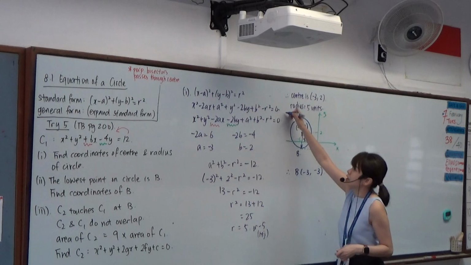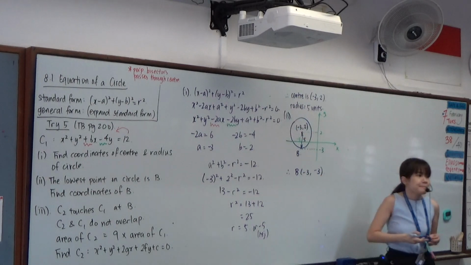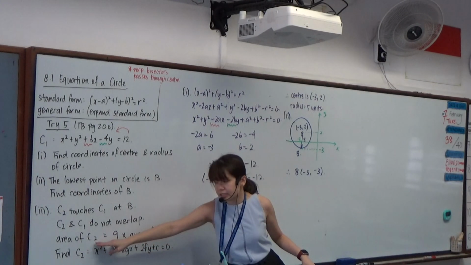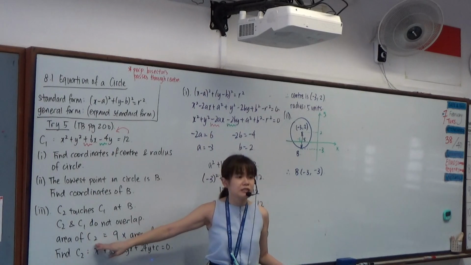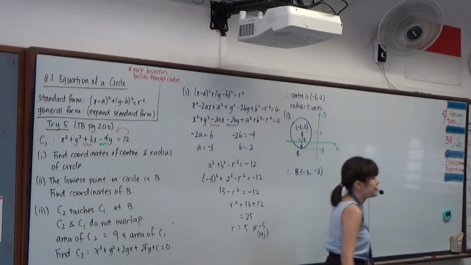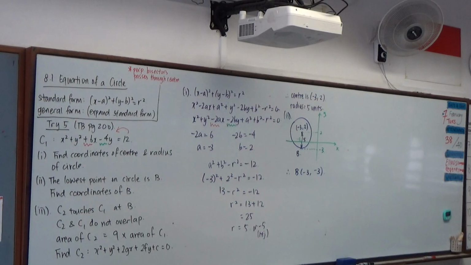Alright, so this is part 2. Now let's look at part 3. Part 3 says that another circle C2 touches C1 at point B, and C1 and C2 do not overlap, and that the area follows this equation over here: area of C2 is equal to 9 times area of C1. And then we want to find out what is the equation of C2 in the general form.